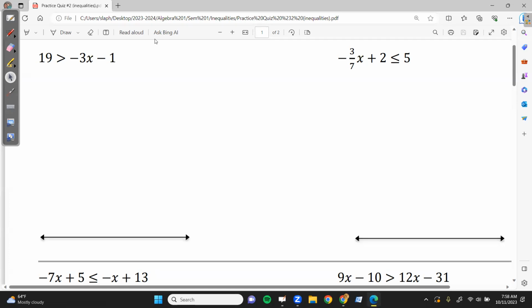First problem is there. Do I have the right thing up here? Yeah, practice quiz number 2. So I'm going to go ahead and add 1 to both sides. And then I'm going to bring down my negative 3x. I'm going to bring down my sign. And then I'm going to add 1 to 19, and I'm going to get 20 like this.